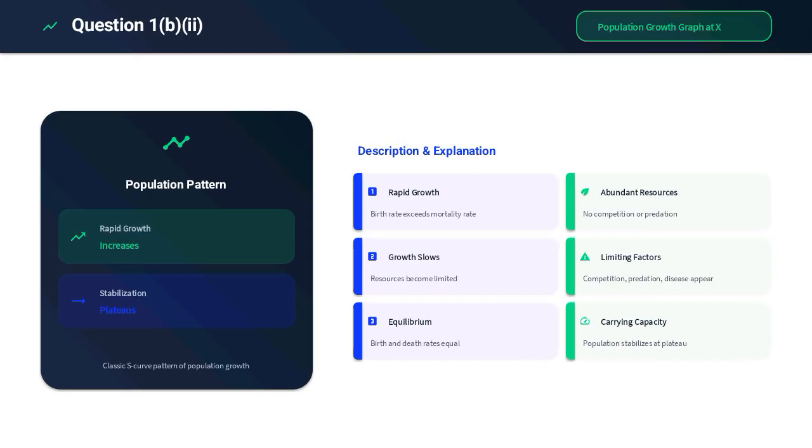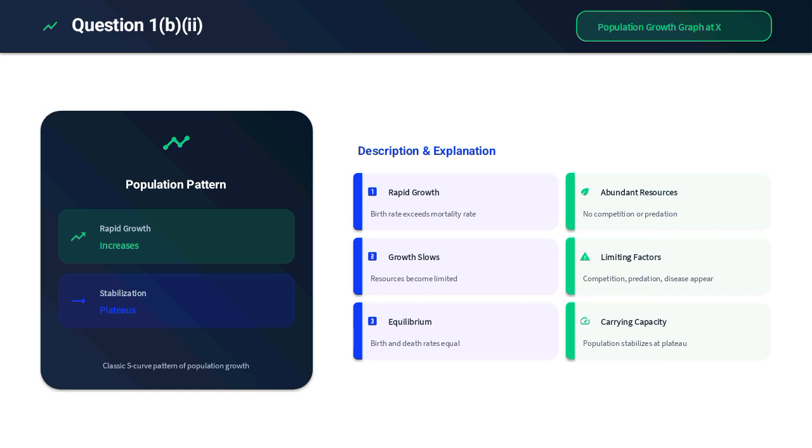Now Part B, Part 2 asks us to describe and explain the shape of the graph at point X. This graph shows what happens when a new species is introduced to an ecosystem. At point X, we see the classic S-curve or sigmoid growth pattern. Let me explain what's happening. First, the population increases rapidly because birth rate exceeds mortality rate. There are plenty of resources available, and there's no competition or predation initially.